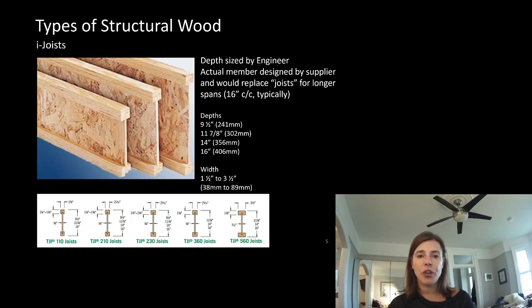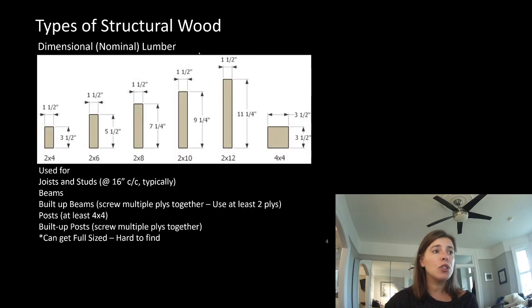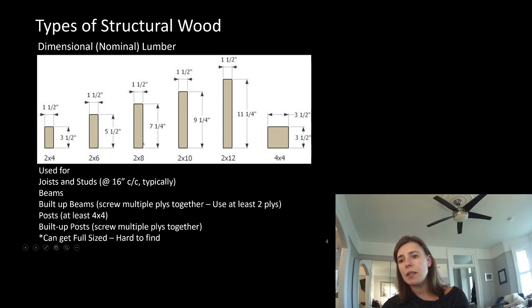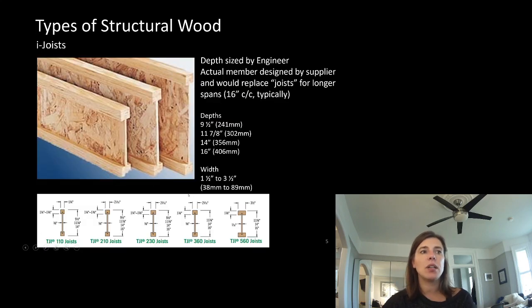I-joists are an engineered product. These are ultimately designed by the supplier, but the depth can be indicated on the drawings by the base building engineer. These would be an alternative to regular joists. And regular joists, if we came back here, we would use 2 by 4, 2 by 6, 2 by 8, 2 by 10, 2 by 12 at 16 inches on center. We would instead do an I-joist to replace it.